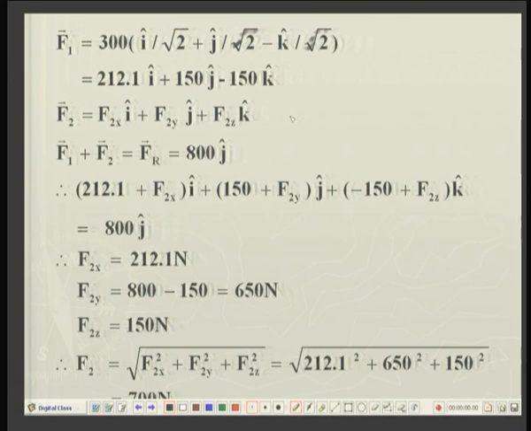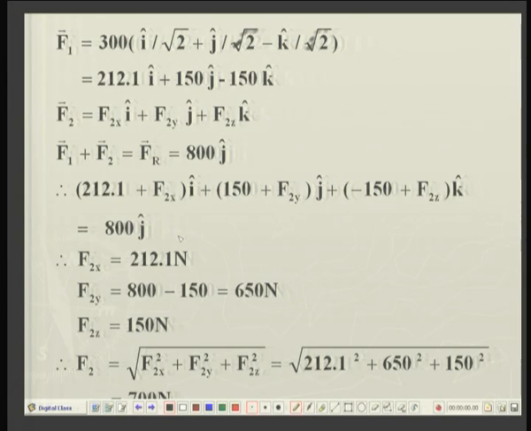We know that the sum of these two vectors, F1 plus F2, is equal to the resultant force, and this is given as 800 in the positive y direction, that is, unit vector j. So, we get the vector equation: 212.1 plus F2x unit vector i, 150 plus F2y unit vector j, minus 150 plus F2z unit vector k, equal to 800 j.